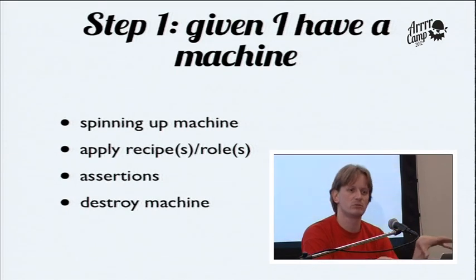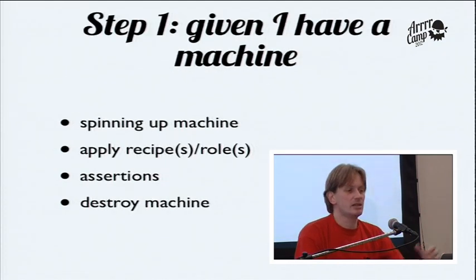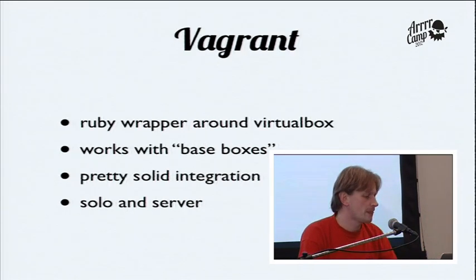Step one is, given I have a machine, so we will have to move these tests away from just running some fake test runs, and we will have to move them to running actual, real Chef runs on machines. So it will be spinning up a machine and then applying the roles and then asserting if everything is okay, and then just throw away the box. Here I use Vagrant.